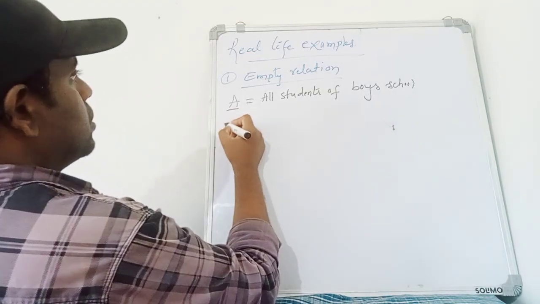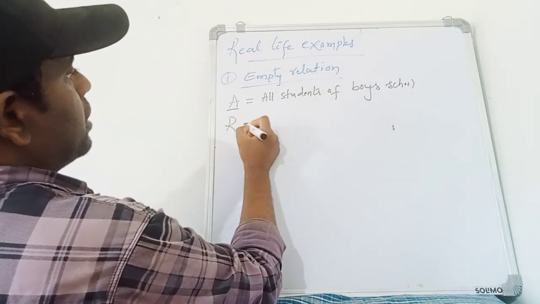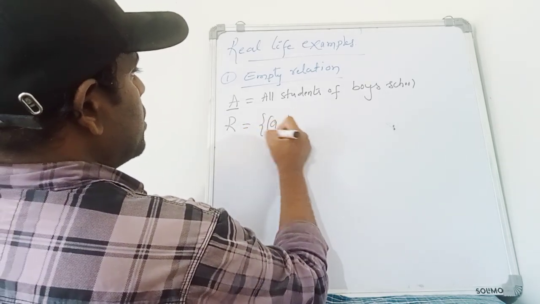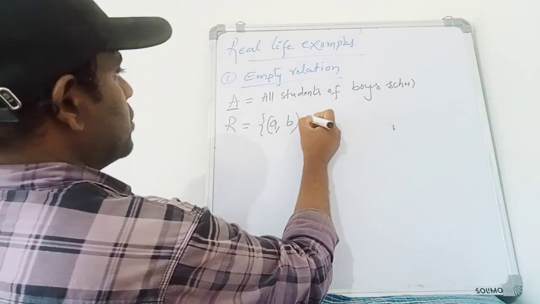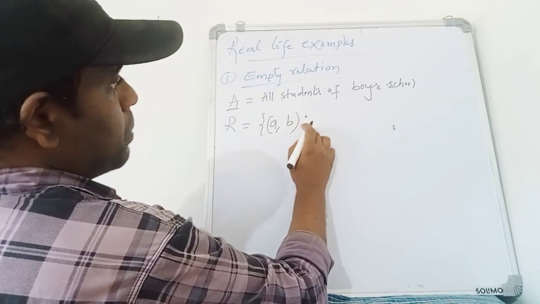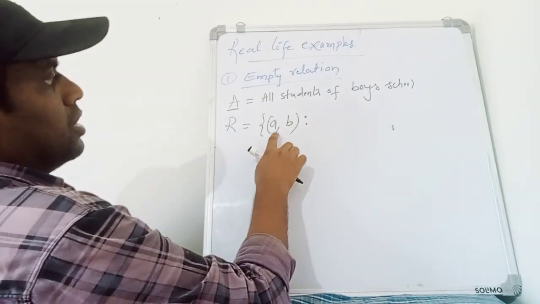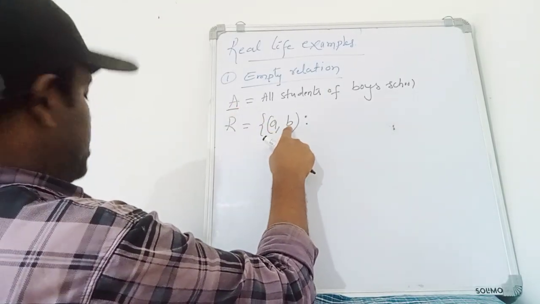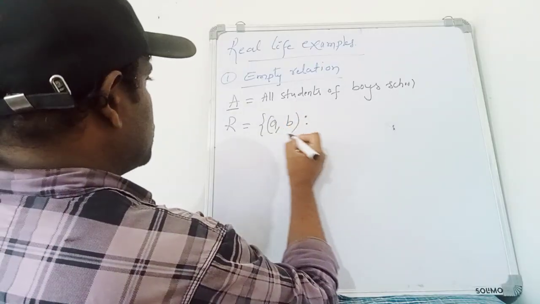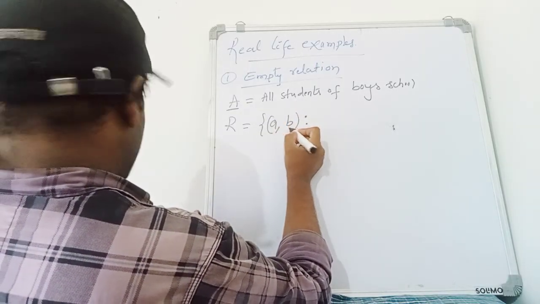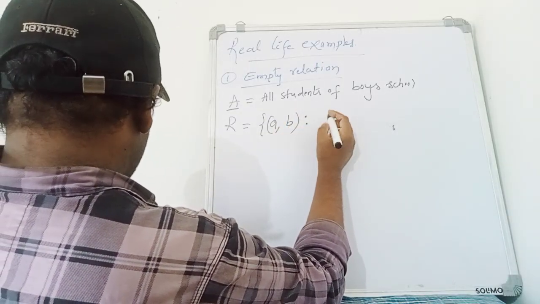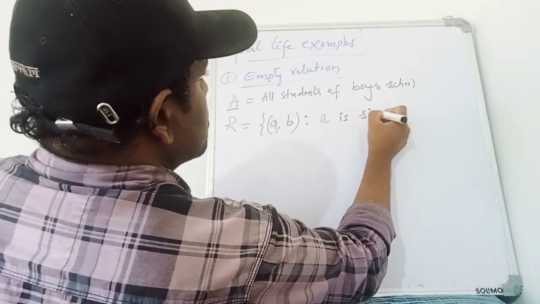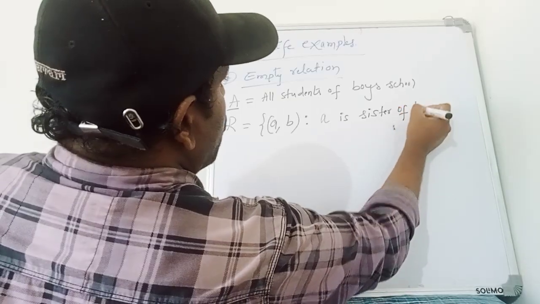Next, using this, how can we represent empty relation? R is equal to {(A, B) : A is sister of B}. Colon is used for explanation. Here (A, B) means any two students of this set A. A is one student, B is one student. That's the meaning. So how is A related to B? After the colon we are writing A is sister of B.